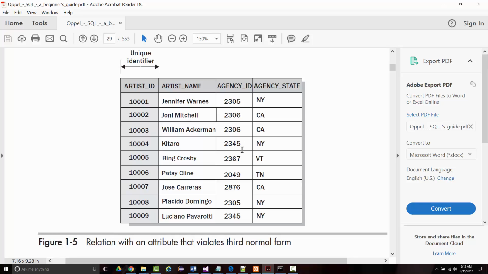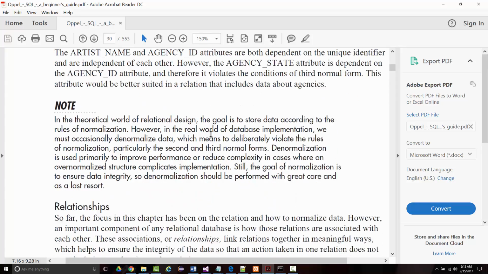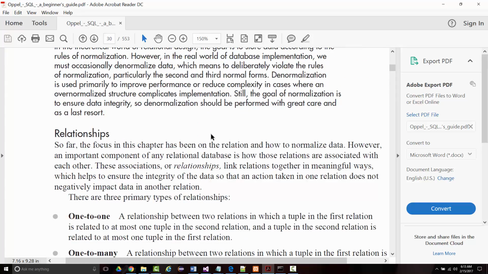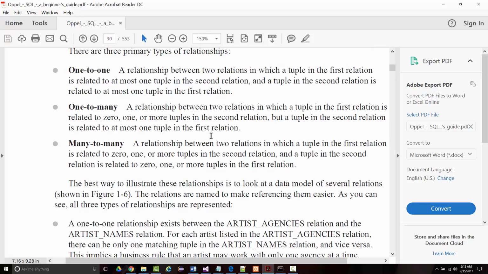Here's something that violates third normal form. If I have an artist ID, I can get their name. Not a problem. But this agency state can be inferred from agency ID. So I've got a non-primary key field that is functionally determining another field. And that's typically referred to as a transitive dependency. So that is illegal. So I'd have to break that up into multiple tables. All right? This stuff's heavy. And I'm not going to try to say that it's not or imply that it's not.